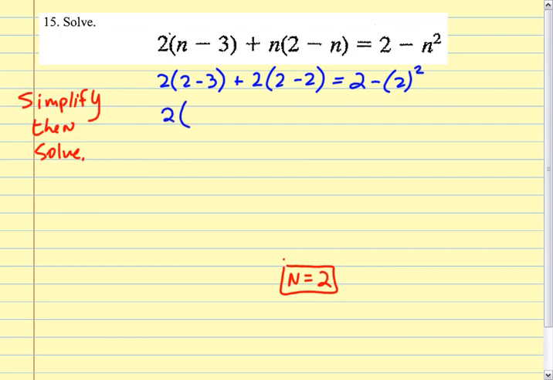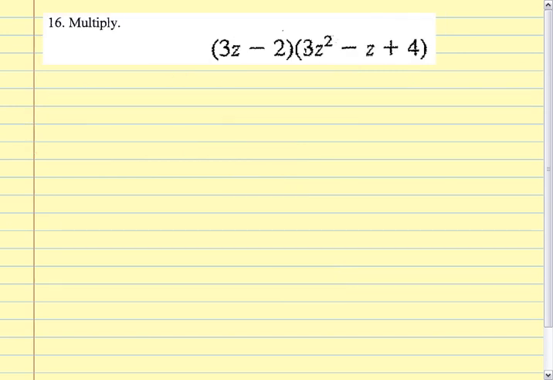All right, let's see. That's going to be 2 times negative 1 plus 2 times 0 is equal to 2 minus 4. All right, so that's going to give me negative 2 plus 0 is equal to negative 2. Negative 2 equals negative 2. All right, we got it right. Remember, you can always check your answers by plugging it back in and seeing if it works. Okay? All right, let's look at this last one.